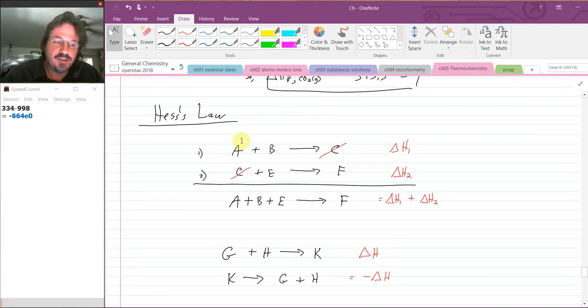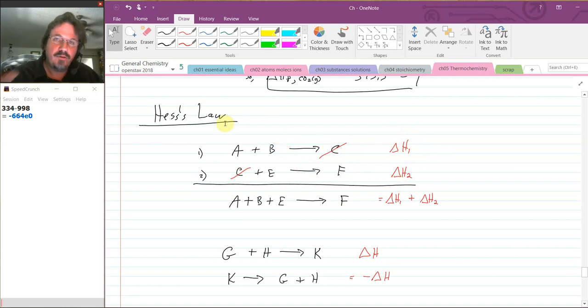Let's say I have the reaction, two things, A plus B, whatever they are, reacting to give you C. And then I can turn around and take that C and react it with something else, E, to give you some final product, F. Alright, so I've got a two-step reaction. The first reaction has whatever delta H1 is. Could be positive, could be negative, endothermic, exothermic, well, whatever it is, delta H1. Then my second reaction, delta H2.